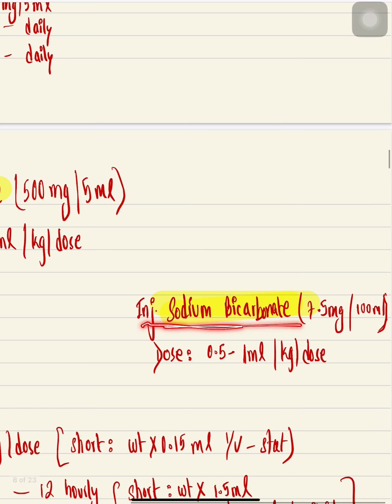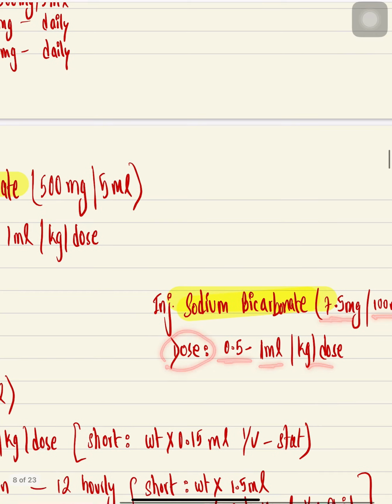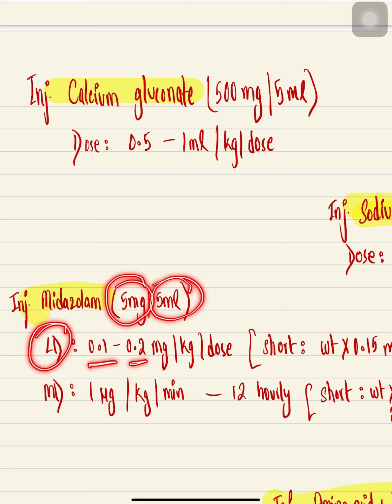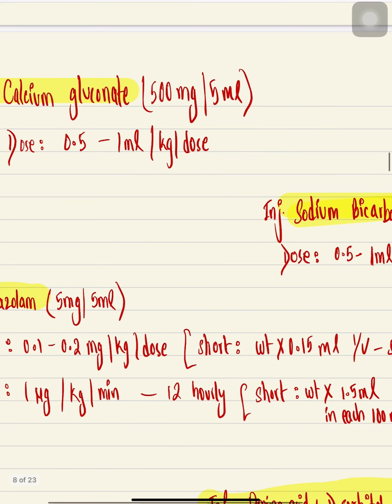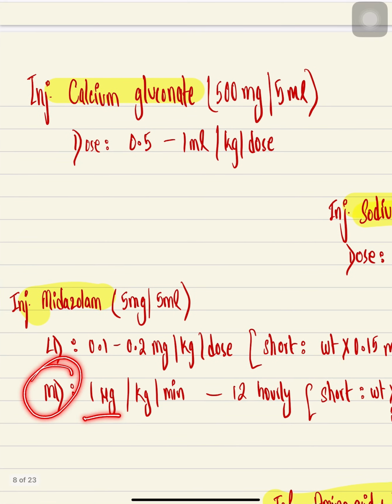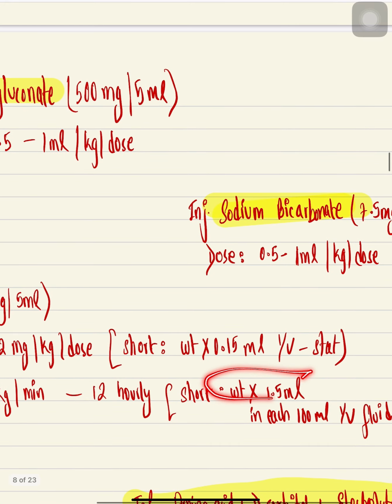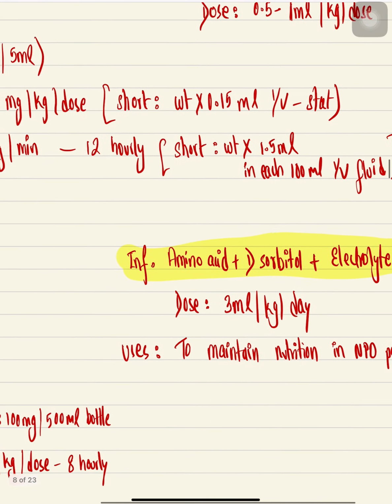Next is injection sodium bicarbonate with the formulation 7.5 mg over 100 ml. The dose is 0.5 to 1 ml per kg per dose. Injection midazolam 500 mg over 5 ml. The loading dose is 0.1 to 0.2 mg per kg per dose. We have shortcut 0.8 into 0.15 ml IV stat, and maintenance dose is 1 microgram per kg per minute to be allowed. The shortcut for this is weight into 1.5 ml in each 100 ml of the IV fluid.